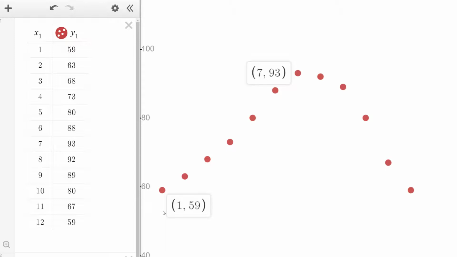So month 7, 93, month 1, 59. I think that's pretty fair to use those two. Hopefully it gets back down to that 59 in month 12. So that's what I'm going to use for our data set. We'll go from using 1 comma 59 and 7 comma 93.